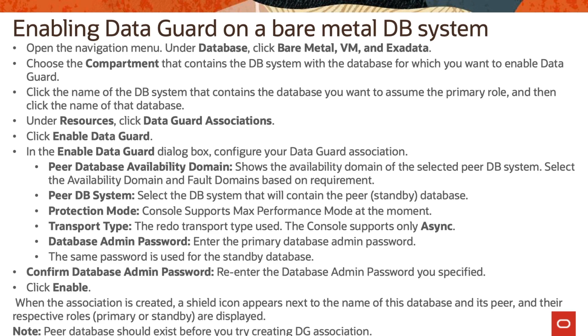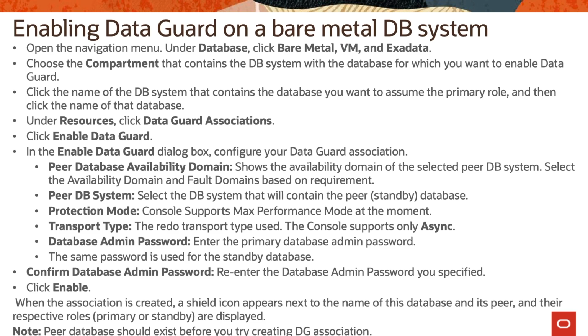These settings can be changed once the Data Guard association is successful. You would be able to modify it through DGMGRL. Database admin password is the primary database admin password. The same password is used for the standby database. So keep in mind that you need to have the admin password or sysdba password for your primary database in order to get it in the standby database. So you need to confirm the database admin password, meaning just re-enter that, and click on the enable button.